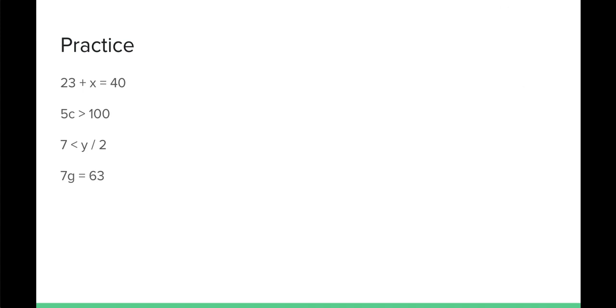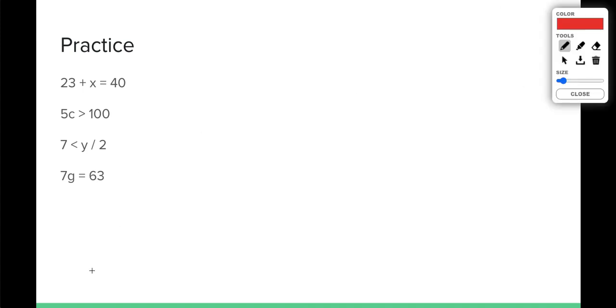Last one, try this one on your own. Press play when you're ready to see the answer. 7 times g is 63. Opposite of timesing by 7 is dividing by 7. I get g equals 9.